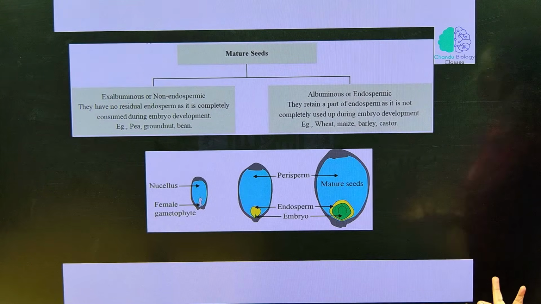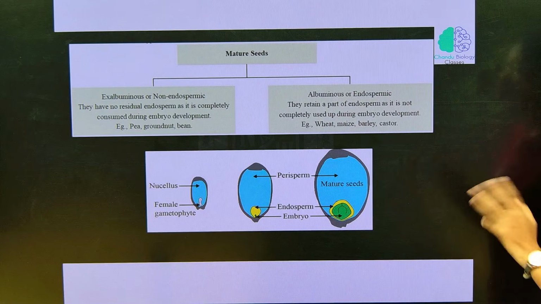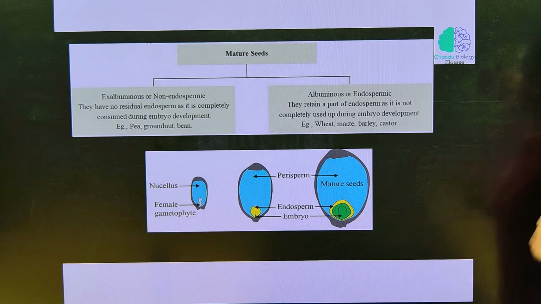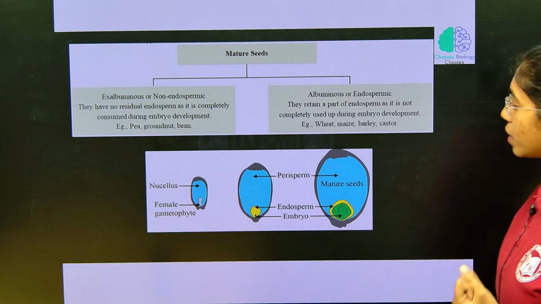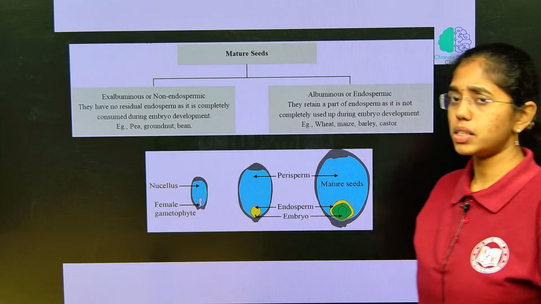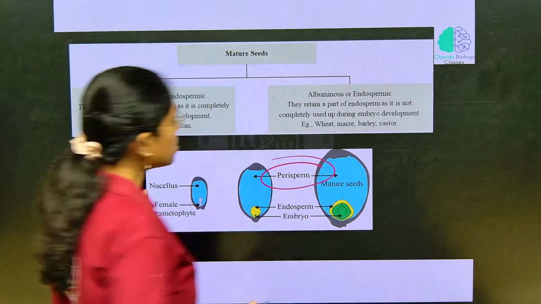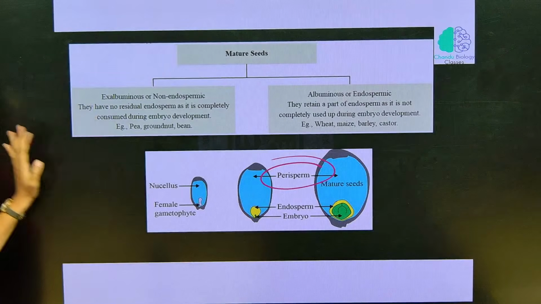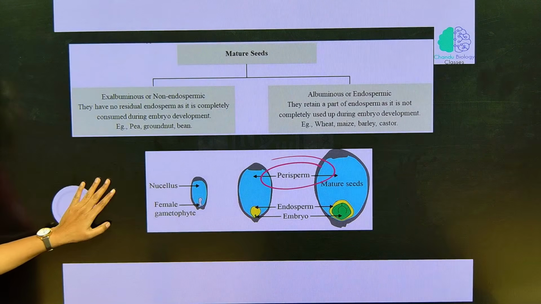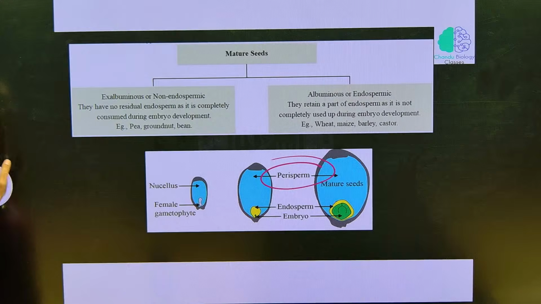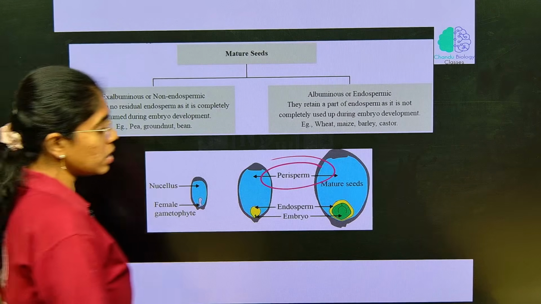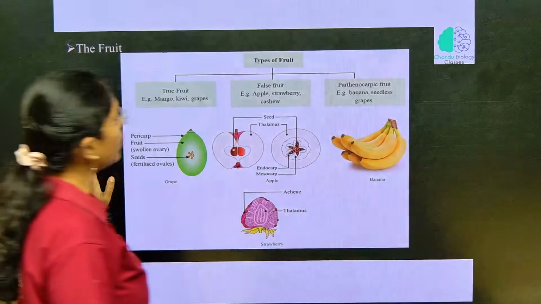So, in mature seeds you can see endospermic and non-endospermic seeds. Even after seed formation, in whichever seeds endosperm is still present, those are known as perispermic seeds. Persistent endosperm even in the mature seeds is known as perispermic seeds. Clear, right? This is about albuminous and exalbuminous seeds. In the beginning only we have learnt.